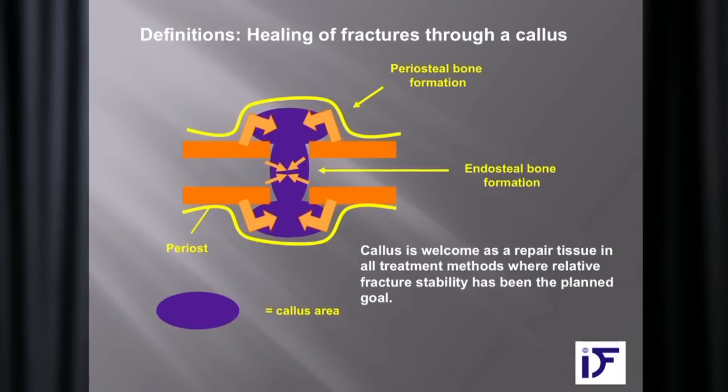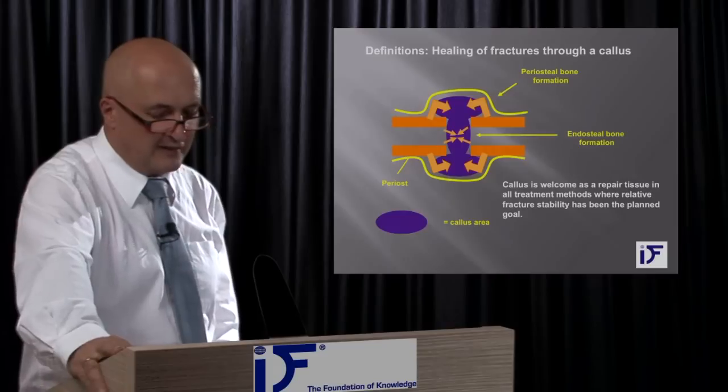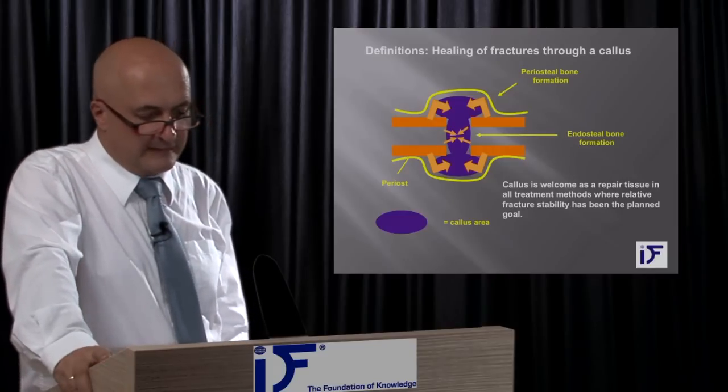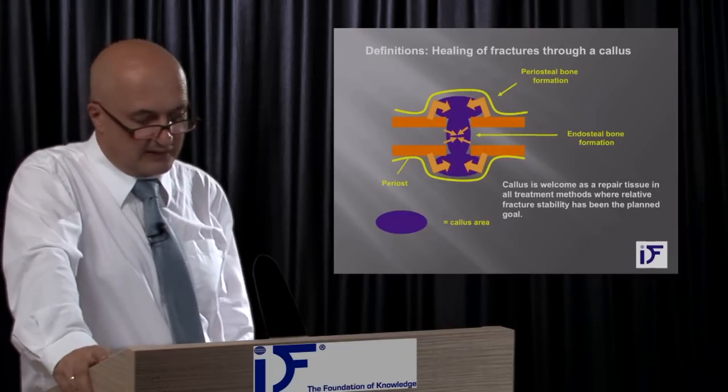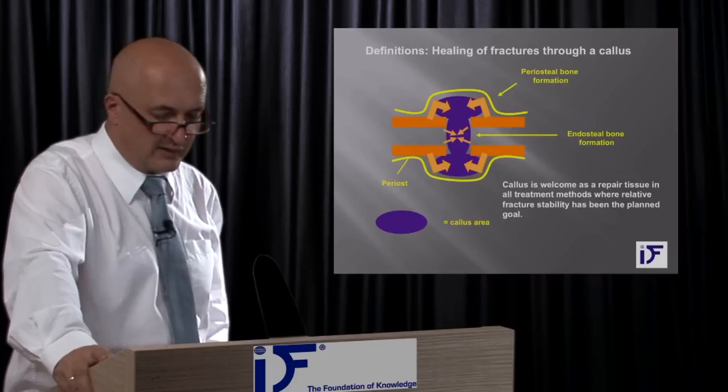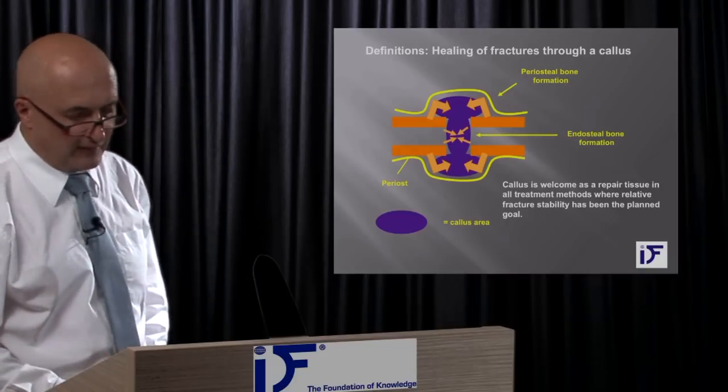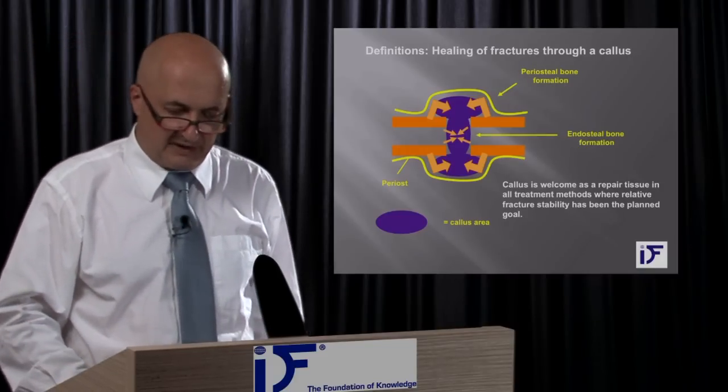And the periosteal callus formation is not as important for the survival of the callus. The endosteal bone formation, the inside of these fracture areas, is by far more important than the periosteal bone formation. Because if there's no endosteal callus, we will usually end up in a non-union, and the process has to be started again.